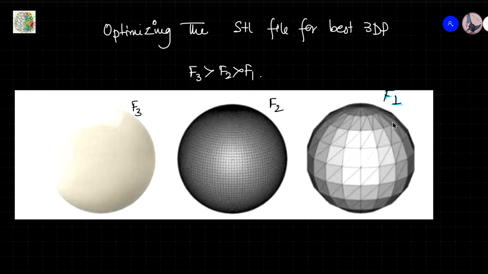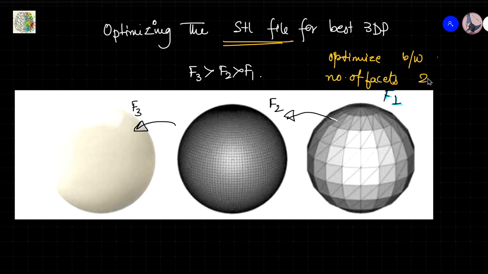Now you see that as you increase the number of facets or the number of triangles, the printing will be smoother. Here, more information can be captured. Here, even more information can be captured. So with an increasing number of facets, the information is increasing. But with increasing information, the file size will increase and the printing time will be much more. So you always have to optimize between your STL file, meaning the number of facets, and printing quality.